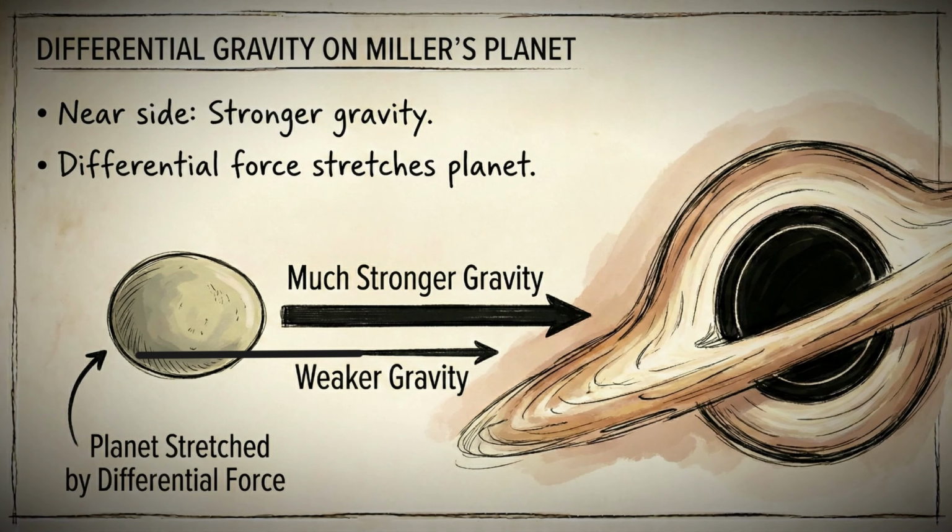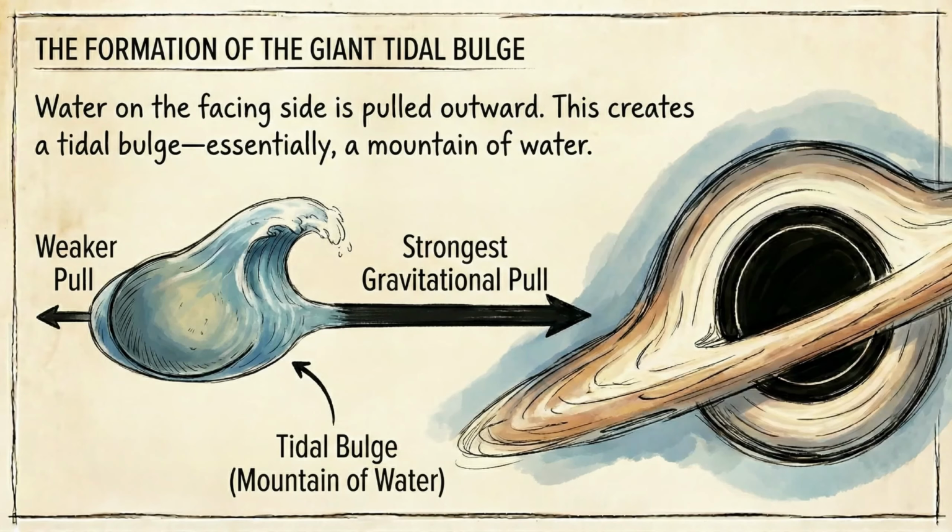Miller's planet is orbiting dangerously close to Gargantua. The tidal forces are enormous. The side of Miller's planet facing Gargantua experiences much stronger gravity than the far side. This differential force literally stretches the planet. Water on the facing side is pulled outward. This creates a tidal bulge, essentially a mountain of water.